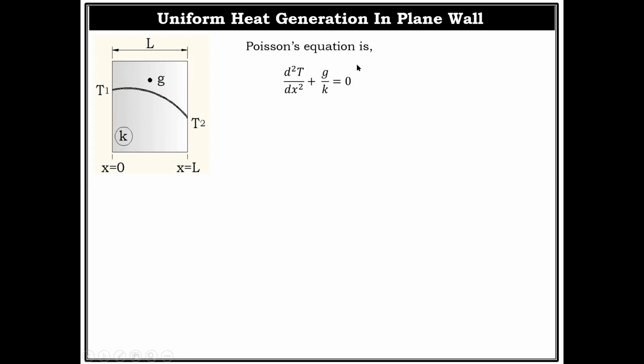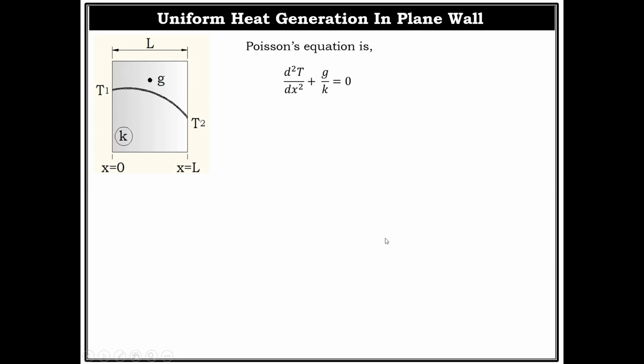This is 0. Why? Because under steady state, del T by del of time becomes 0, so the whole term becomes 0. And we are talking about only one dimensional, so the x and z terms are removed. So this is our one dimensional steady state heat conduction equation with heat generation source. G is there. So this is Poisson's equation.